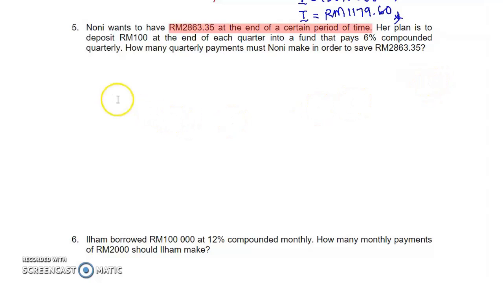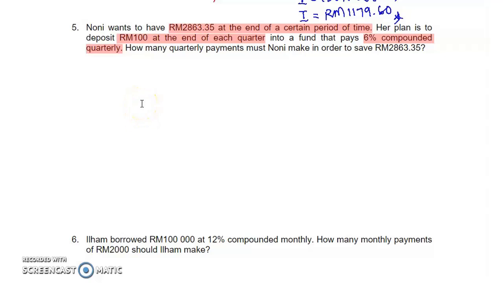Okay, her plan is to deposit 100 ringgit at the end of each quarter. So means that 100 ringgit is value R, the annuity. Each quarter means that every 3 months. Okay, into a fund that pays 6% compounded quarterly. So if you pay every quarter, the interest also must be compounded quarterly. Compounded quarterly is also equivalent to compounded every 3 months.